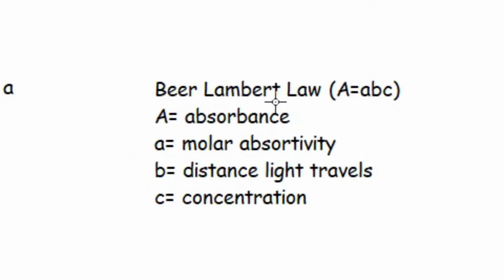Now the Beer-Lambert law is A equals abc, where A equals absorbance, lowercase a equals the molar absorptivity, b equals the distance the light travels, which is usually the length of a cuvette, and then c is equal to concentration.